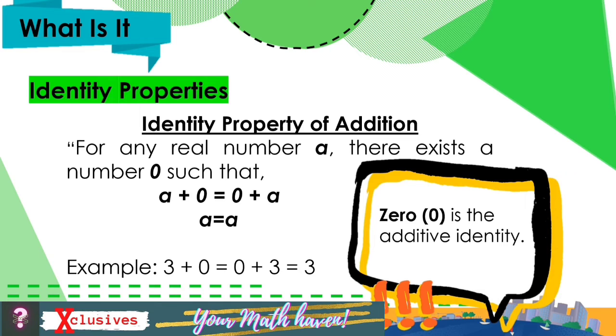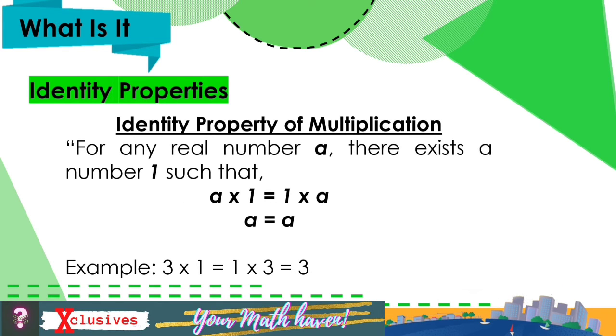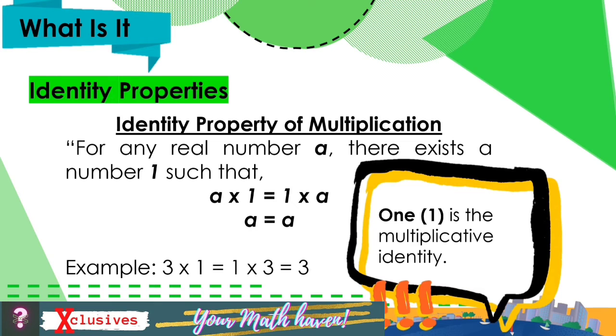Second, we also have the identity property of multiplication, which states, for any real number A, there exists number 1 such that A times 1 or 1 times A is equal to A. For example, 3 times 1 or 1 times 3 is equal to 3. With this, we could say that any number multiplied by 1, the result is just itself. From this example, we could say that 1 is our multiplicative identity.